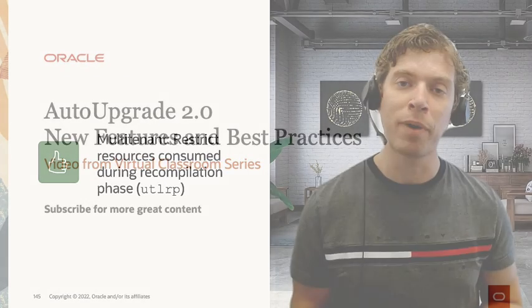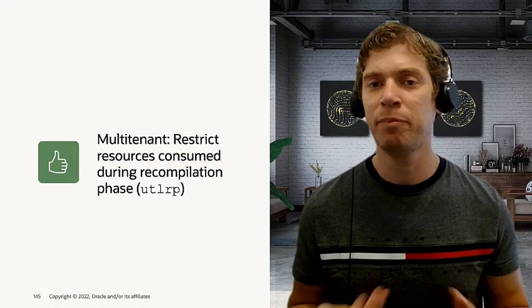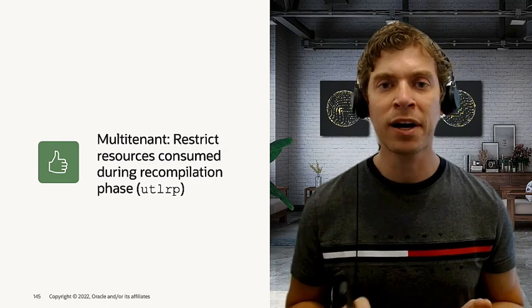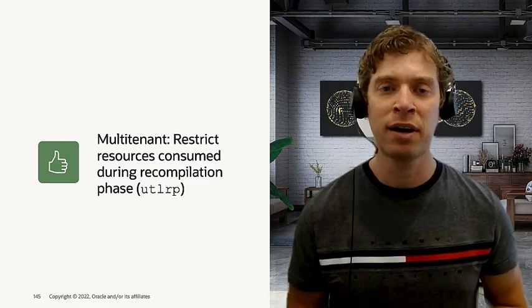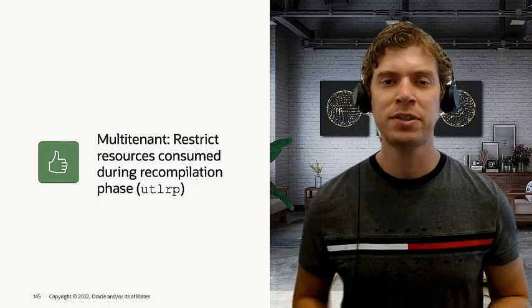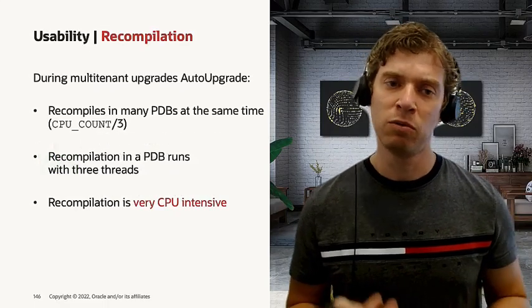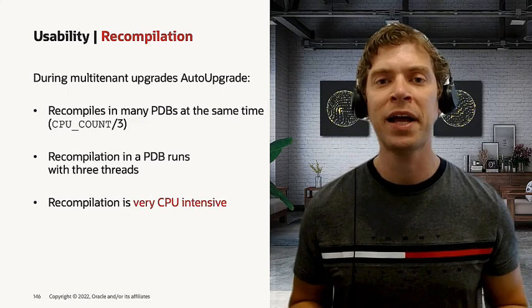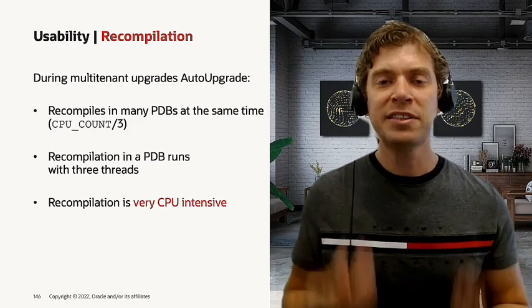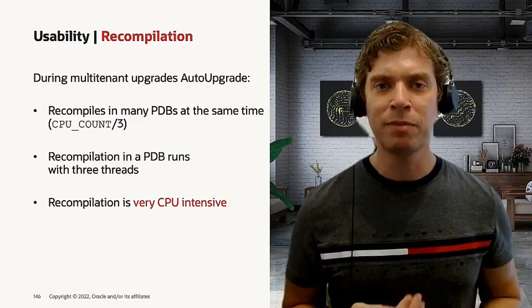Imagine you are recompiling a CDB with 10 PDBs inside. We are gonna cap the maximum number of PDBs that can be running UTL-RP at the same time. What are the default values? The default is that the number of PDBs you can be recompiling at the same time is the total number of CPUs divided by 3.